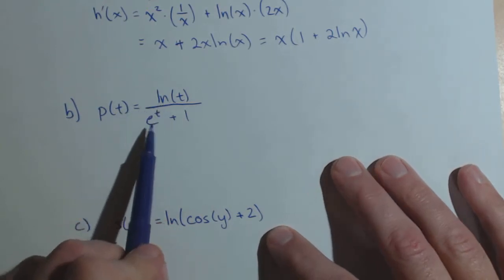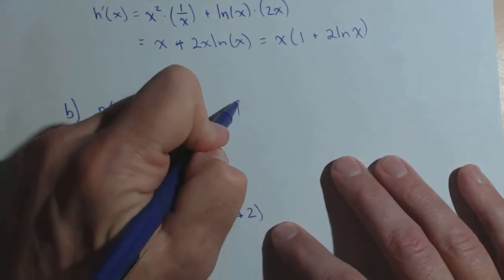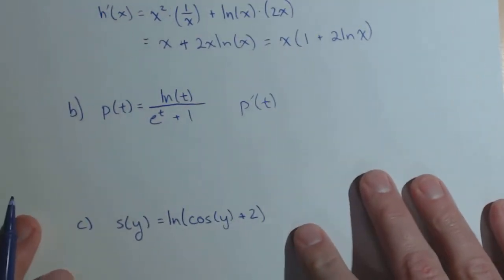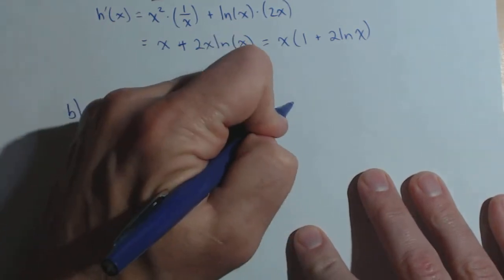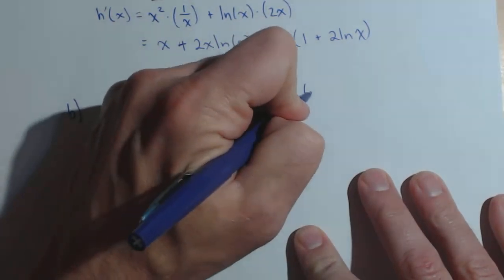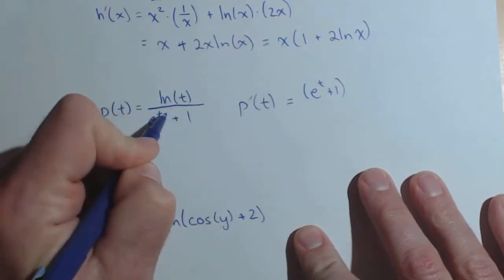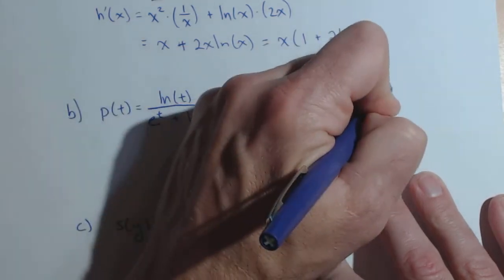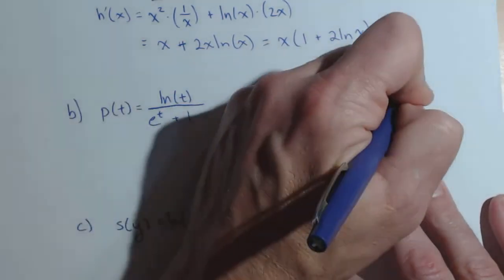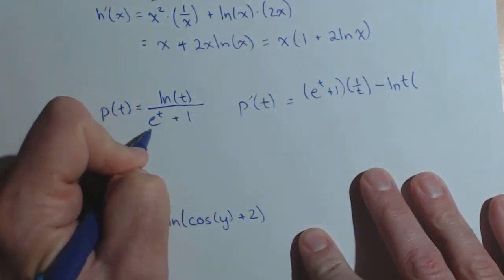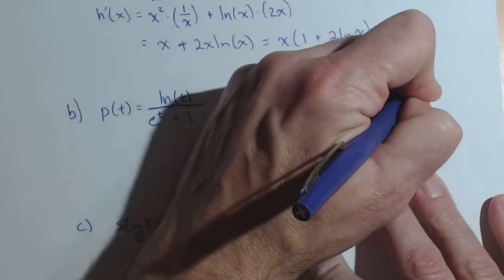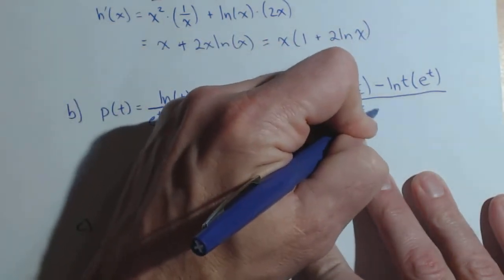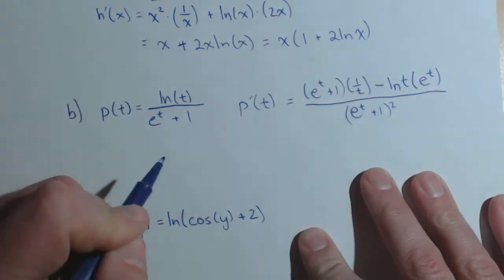P of t equals ln of t over e to the t plus 1. So when we go to find p prime of t, the overall structure is going to be quotient rule, because we have a quotient. And so it's going to be the denominator, e to the t plus 1 times the derivative of the numerator, which is 1 over t, minus ln of t times the derivative of the denominator, which is just e to the t, because it's e to the t plus 0, all over e to the t plus 1 squared.